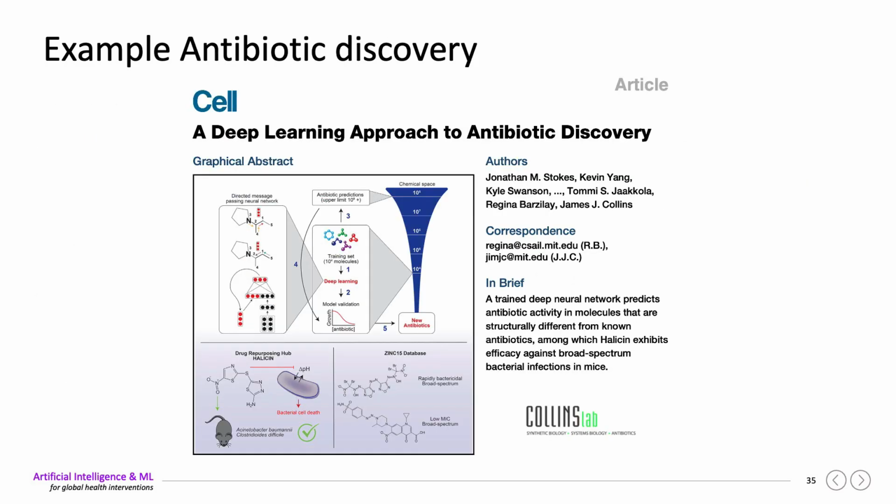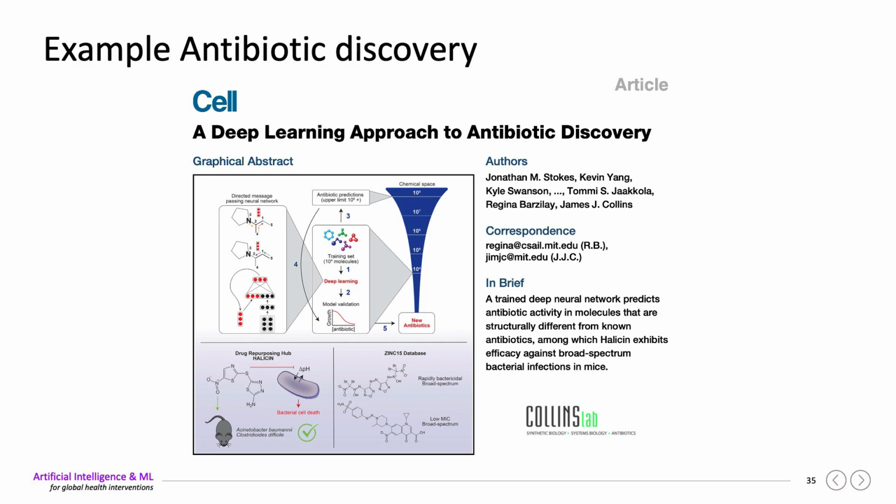Here's one of the most celebrated applications. This example highlights the Cell paper, a deep learning approach to antibiotic discovery, by Stokes, Yang, Swanson, Jin, Barzilay, and Collins. The graphical abstract and the in-brief summary explain that a trained deep neural network predicts antibiotic activity in molecules that are structurally different from known antibiotics, and among these it identified halicin, which shows efficacy against broad-spectrum bacterial infections in mice. This is a landmark result.